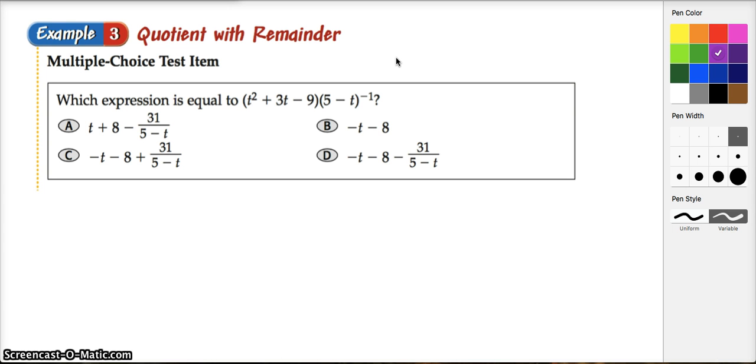So what we have looks like we're multiplying, but you see this negative exponent tells me to drop it into the denominator. So I'm going to do that by taking t squared plus 3t minus 9, and I could write it over 5 minus t, right? Because 5 minus t is to the negative first power. And we remember when things are being raised to a negative power, if it's in a numerator, we've got to drop it into the denominator. And if it's in the denominator and it's negative, we lift it up into the numerator. And that's something we'll talk about again later.